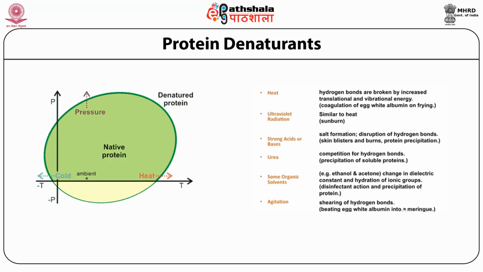These denaturants are heat, ultraviolet radiation, strong acids or bases, urea and guanidinium hydrochloride, some organic solvents such as ethanol and acetone, and agitation also causes denaturation of the protein by shearing of hydrogen bonds.